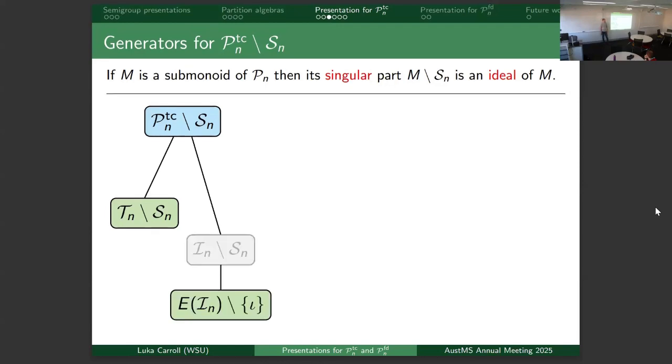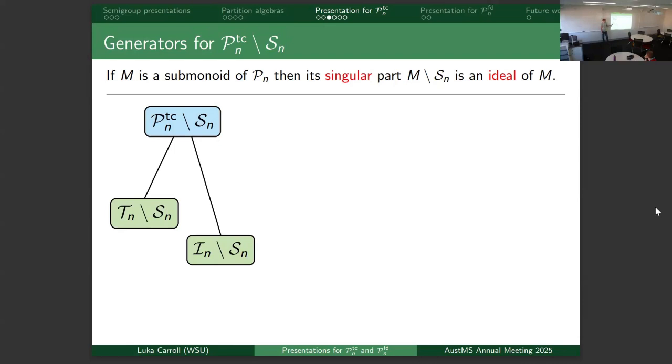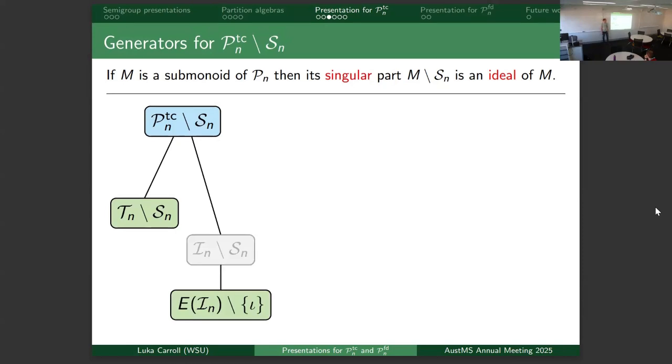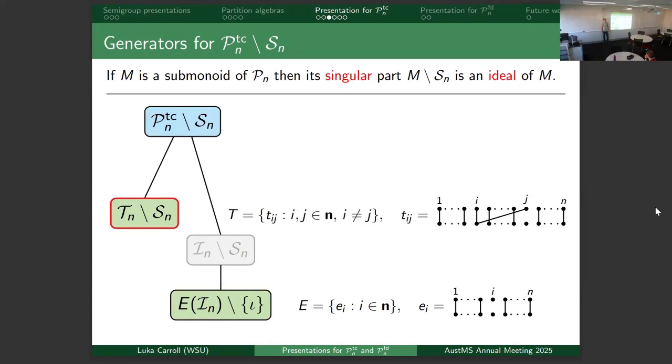So for this presentation, rather than using existing presentations for these two sub-semigroups, we were actually able to just use a presentation for the singular part of Tn, as well as one for the idempotents of the symmetric inverse monoid. The generators for this semigroup look like this, whilst the generators for the singular part of Tn look like this. There's a left and a right-handed version, depending on whether i is less than or greater than j. And so for the full semigroup, we used the union of these two generating sets.